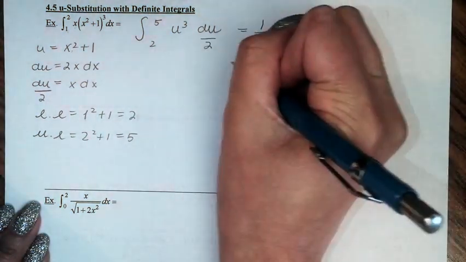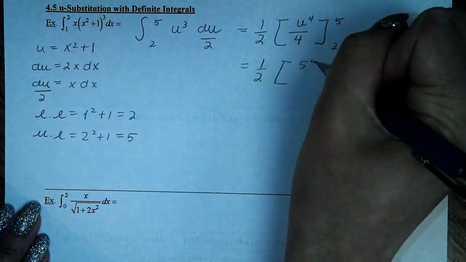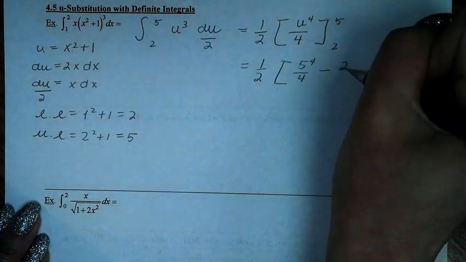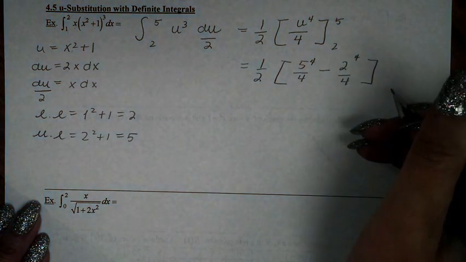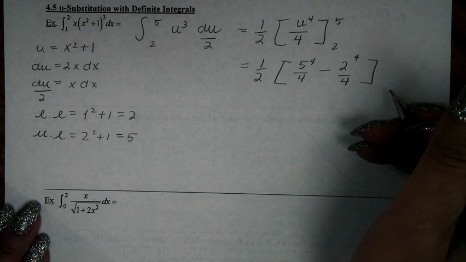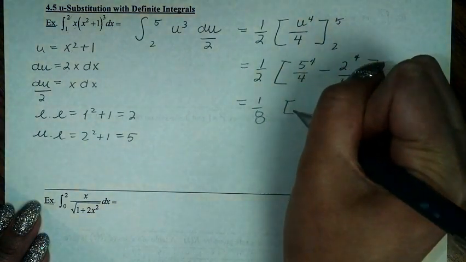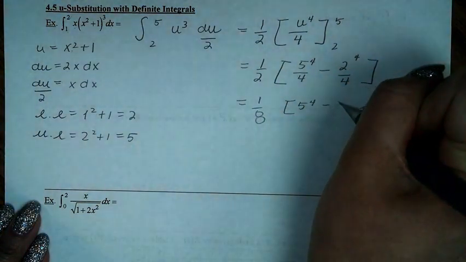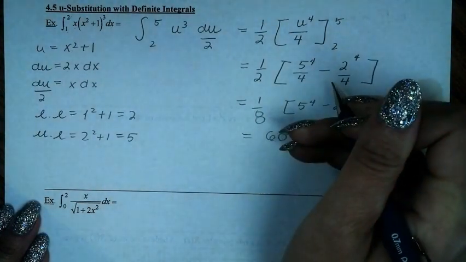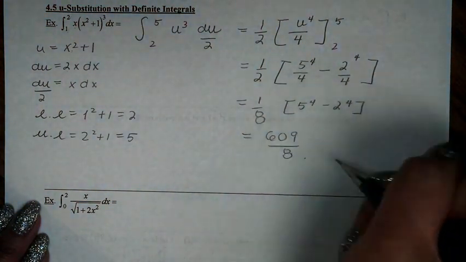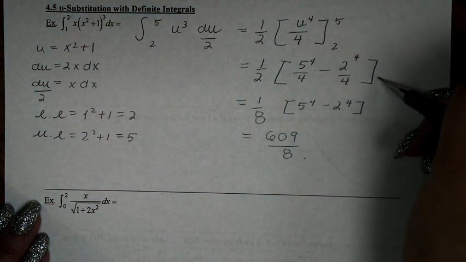So this is going to be equal to 1/2 times 5 to the power of 4 divided by 4 minus 2 to the power of 4 divided by 4. As you can imagine, you can simplify this. This is going to be 1/8 times 5 to the power 4 minus 2 to the power 4, and this is going to be 609 divided by 8. So that's going to be your result, but honestly you don't need to simplify as much as this. I would leave it either here or here.